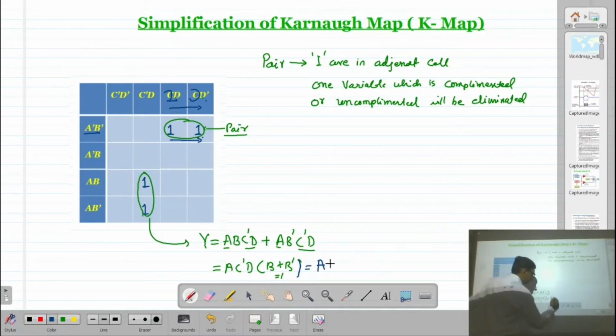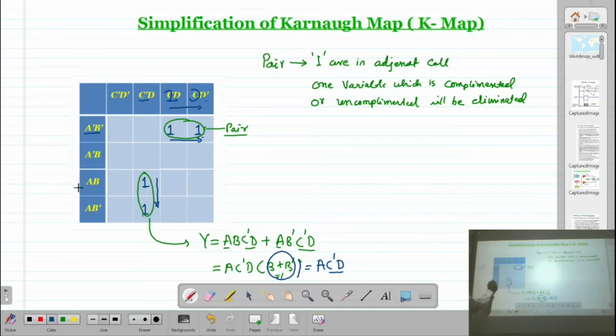A C prime D. Now you can see that which variable is eliminated? B is eliminated. And here if you see in the Karnaugh map, then C prime D prime, when I am moving in this direction, then the C prime D prime is not changing. So it is already there in the expression.